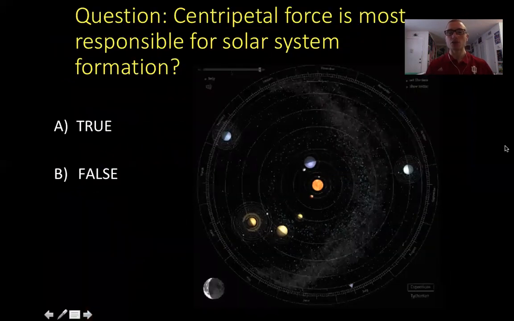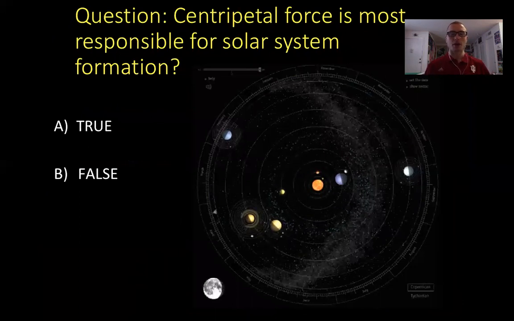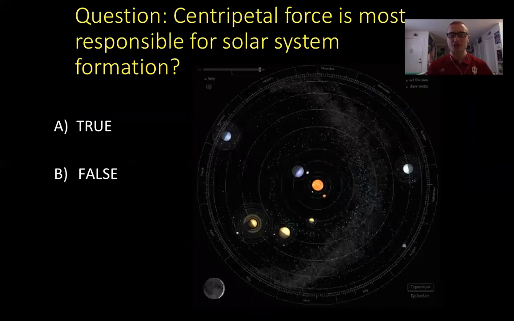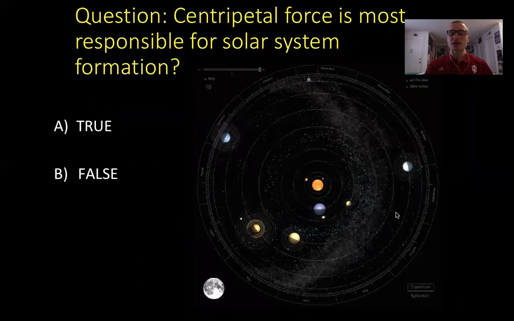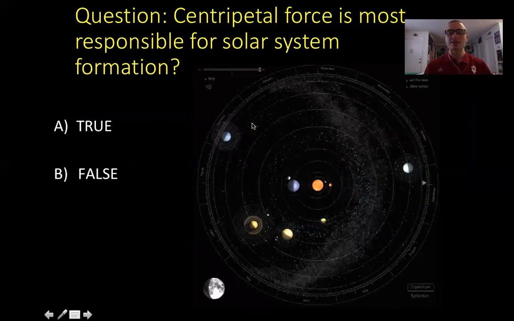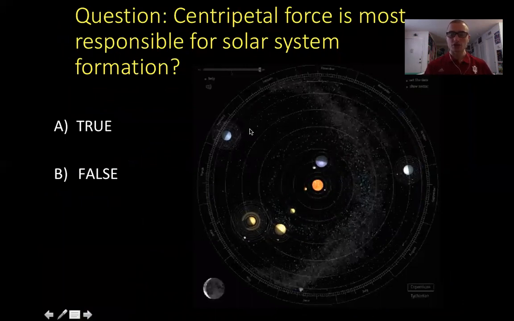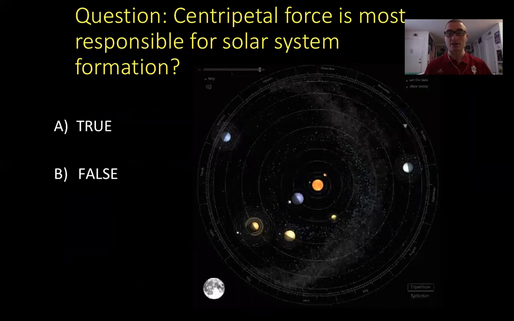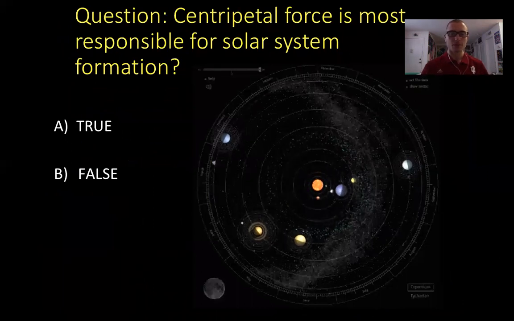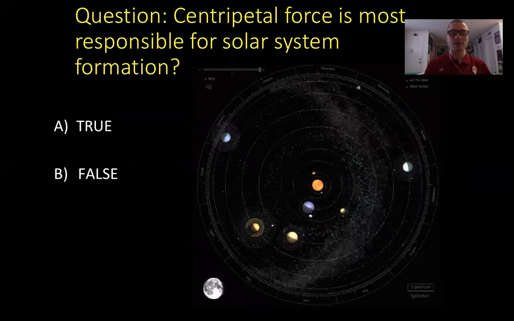Okay, our first question of the day. Centripetal force is most responsible for solar system formation. As you can see, our planets and all of our asteroids and all things like that, is the centripetal force the most responsible for the solar system getting organized the way it is? Is this A, true, or B, false? Pause the video, take a moment to think. The answer is going to be B.